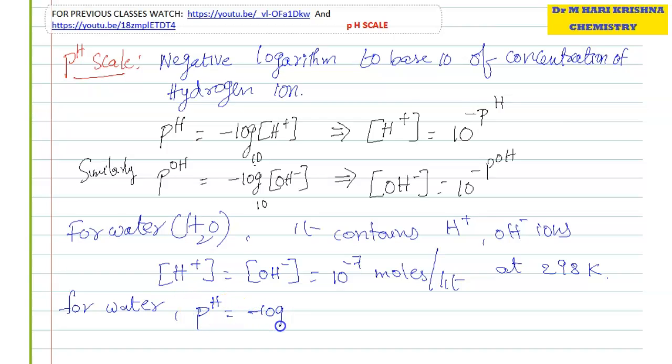We know concentration of H plus is 10 power minus 7. So pH equals minus into minus 7 into log 10 base 10. Minus into minus is plus, so 7. Log 10 base 10 is 1, from the exponents and powers formula. So 7 into 1 is 7. So for water, pH is 7. Similarly, pOH is also 7.